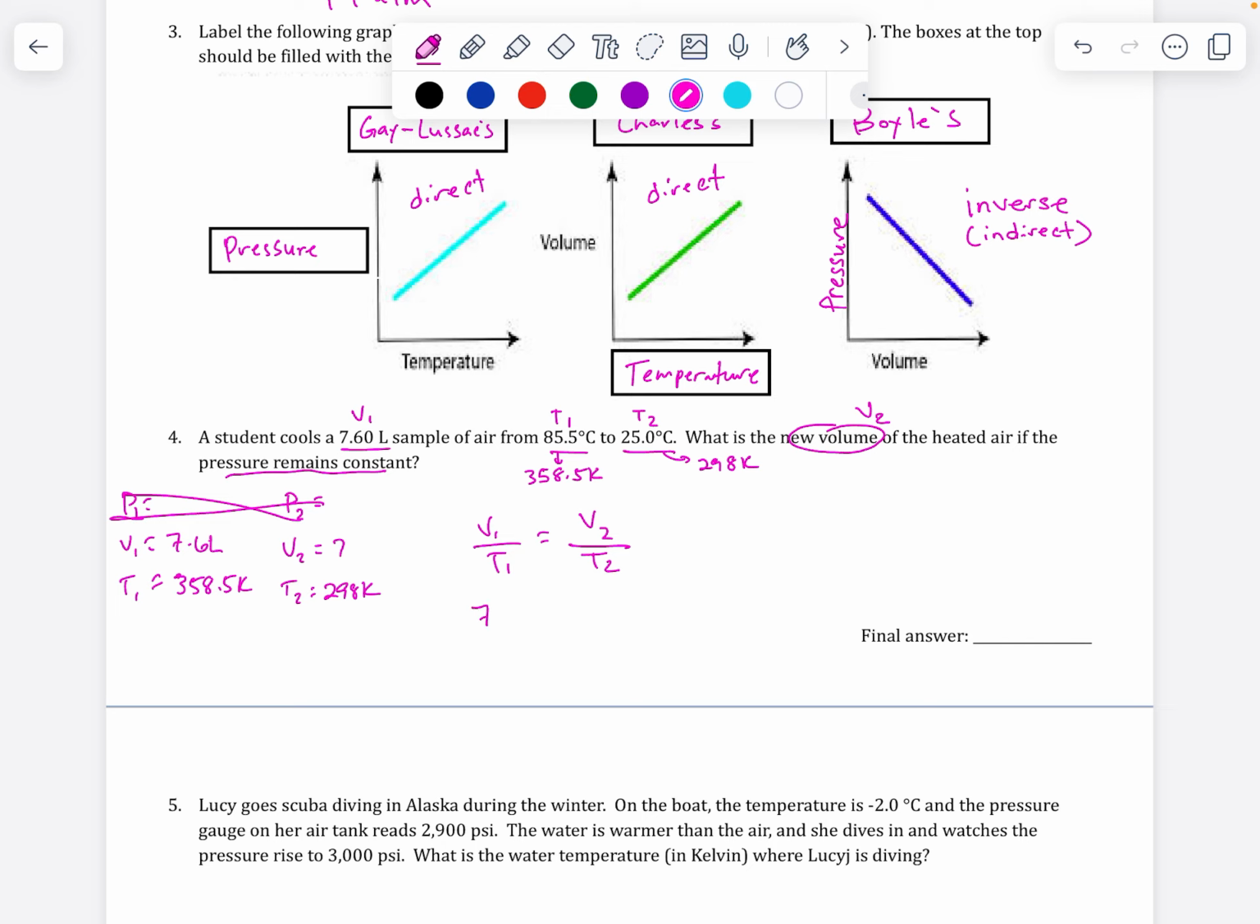So I know that V1 is 7.6 liters. T1 is 358.5. V2 we do not know, and there's 298 Kelvin there. I'm going to crisscross the multiplication, and I end up with on one side 2,264.8 equals 358.5 times V2, and then we divide both sides by 358.5, and we end up with 6.32 liters.